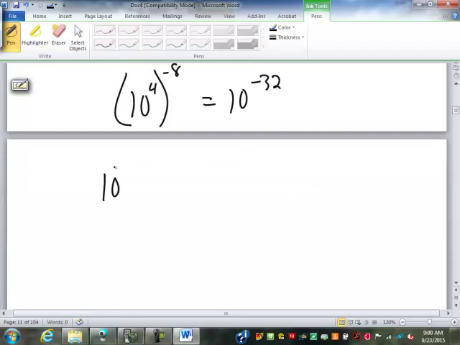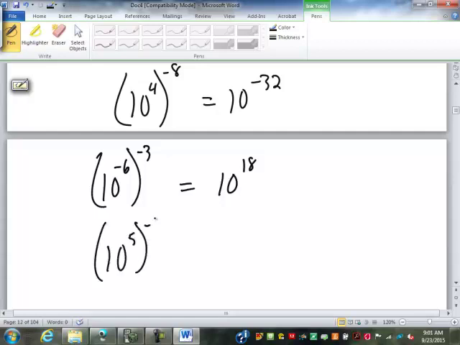Or 10 to the negative 6th to the power of negative 3. Now a negative times a negative is positive. So 6 times 3 is 18. So that's 10 to the positive 18. So 10 to the 5th to the negative 6 is 10 to the 5 times 6, which is 30. So it's a negative 30.